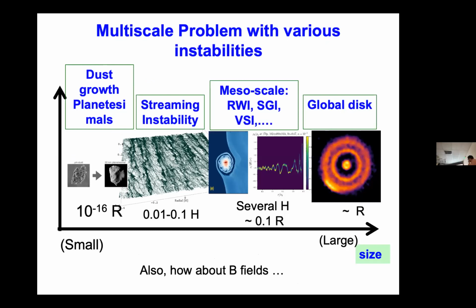So it's a wonderful multi-scale issue. On the horizontal axis is the length scale, the size. The largest size, a few hundred AU, is what we see. The simulation can go down to about here, so it's about 10 to the minus 3 R. So H is about 1% of R, so a fraction of H.